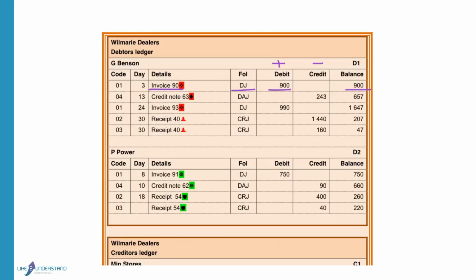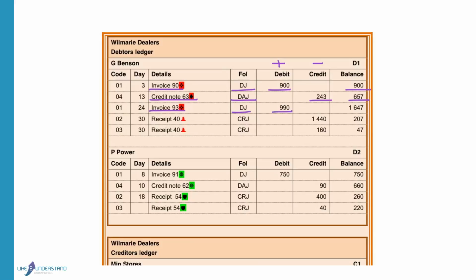Rand. If we issue a credit note to reduce the account, we will record the number of the credit note, post it from the debtors allowances journal. We have to reduce their debt now, so we will write it on the credit side. To calculate the balance, I will take 900 minus 243, and that will give me the new outstanding balance as 657.